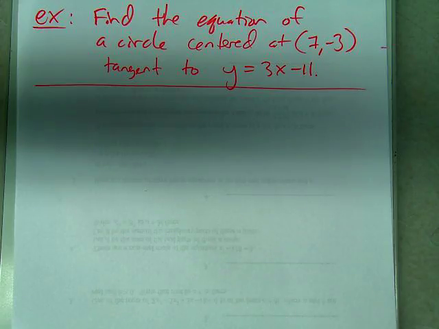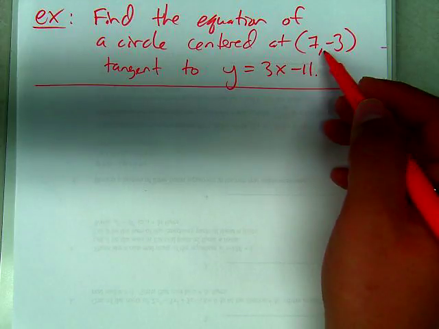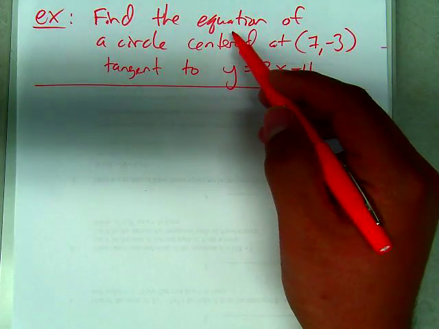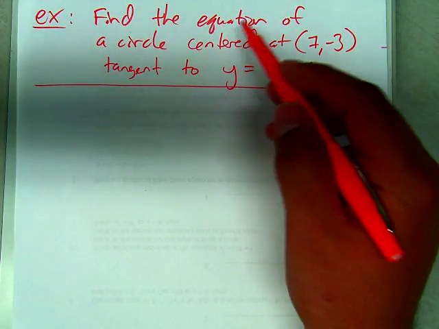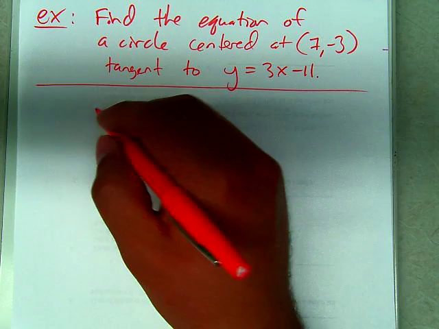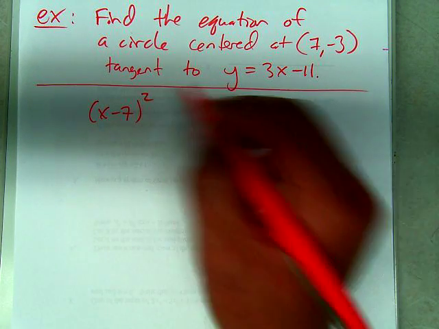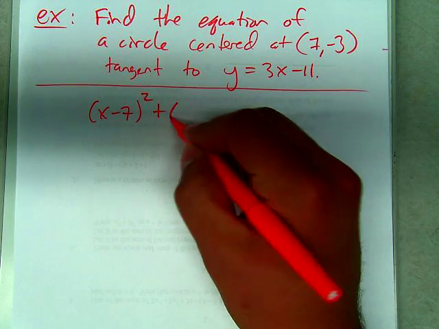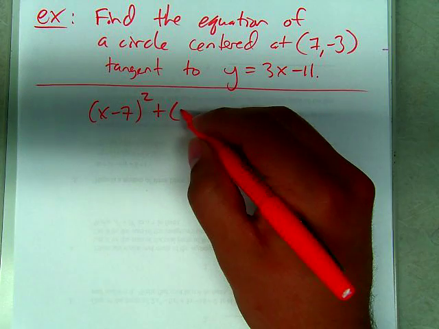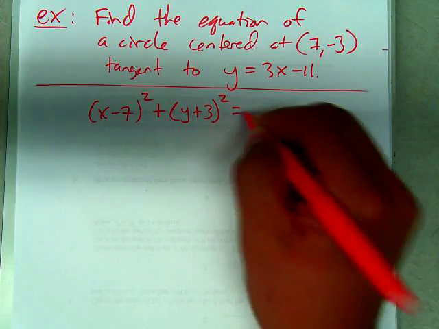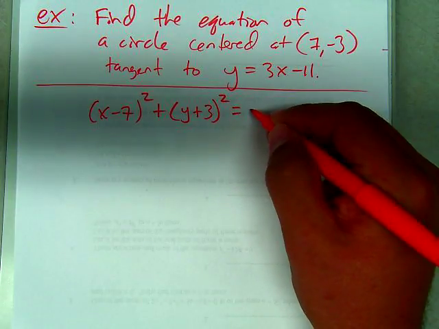What do we know so far? Why don't we start with that? We know the center of the circle, and we're looking for the equation of the circle. Why don't I just start filling it in? What do I know then? x minus 7, squared. Don't forget the squared. Plus y plus 3, squared, equals D squared, the radius squared.